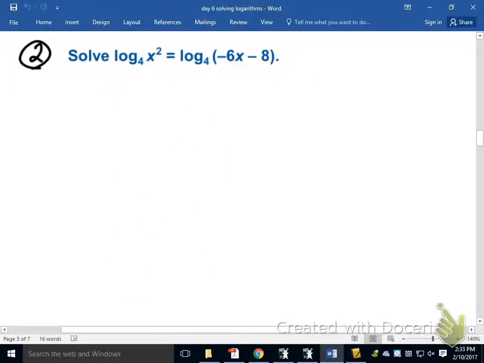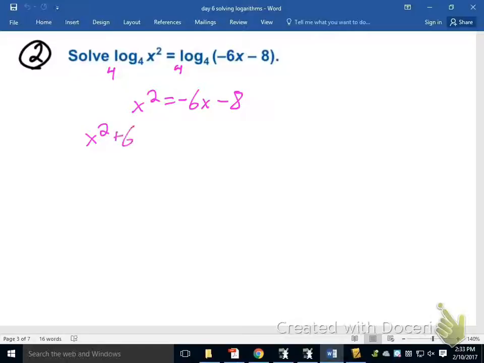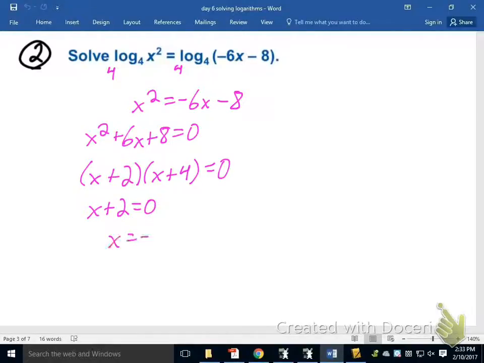Now for a problem like this, your base will be 4, and if you use that on both sides, the logarithm actually completely disappears. So you're left with x squared equals negative 6x minus 8. Now what you would do is actually get this in standard form. And I would actually use factoring to solve this particular one. So it's going to be x plus 2, x plus 4 are your two factors. And now if x plus 2 equals 0, that's going to be x equals negative 2. If x plus 4 equals 0, that's going to be x equals negative 4.